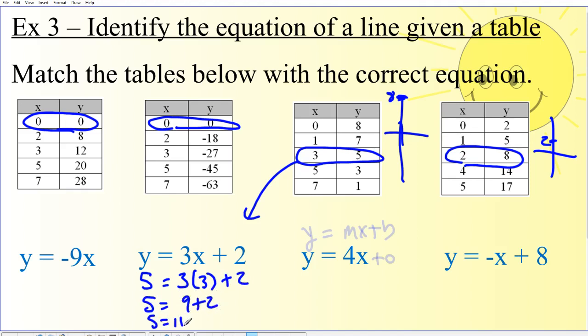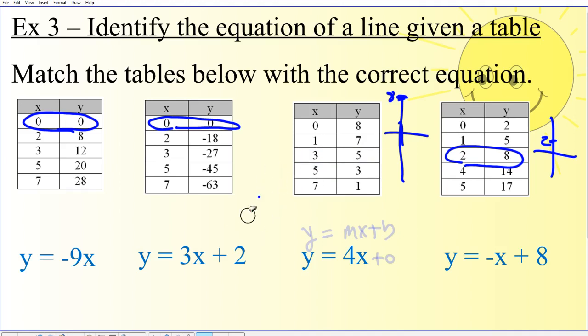5 equals 11? No. So this table did not match up with this equation because when I plugged in a point here, this was not true. Now, when I plugged in a point from that last table, this point made it true. So these two are a match. And that's how we could actually do all of these.